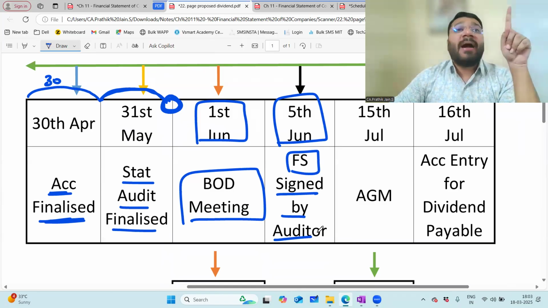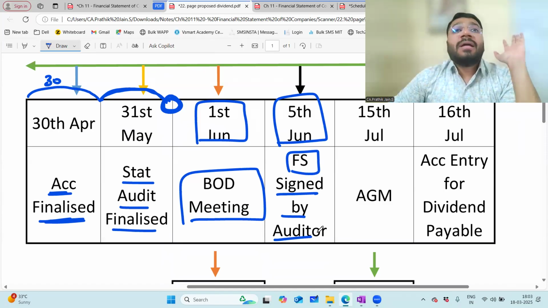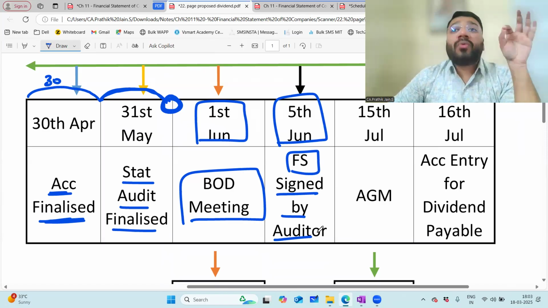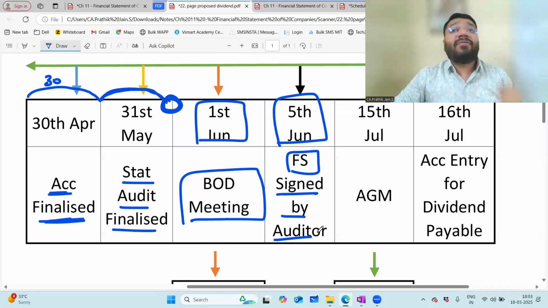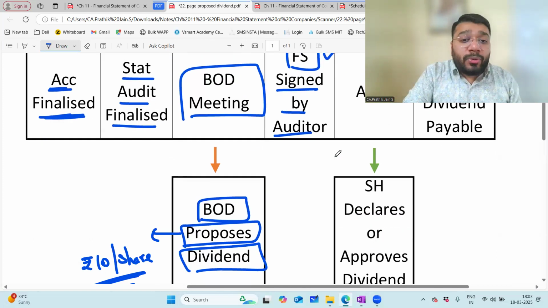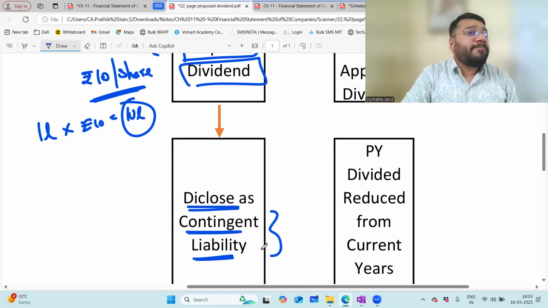In that, one important matter relevant to us was discussed, which is proposal of the dividend. Which dividend? Equity dividend was proposed. Okay. Once this information has come out, now the auditor of that company will take that information, and on 5th June, while sending the financial statement, he has to put that information where? Under contingent liability. Where will the contingent liability come? We'll discuss in some time.